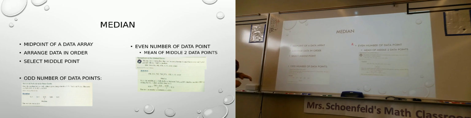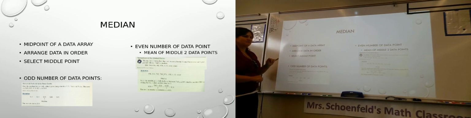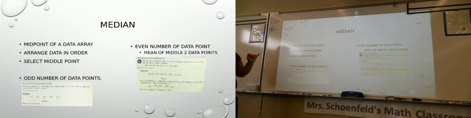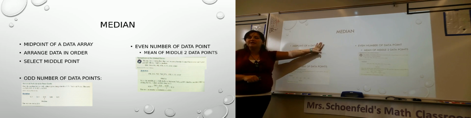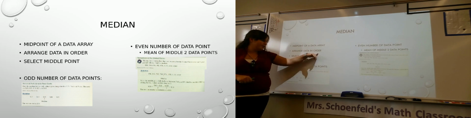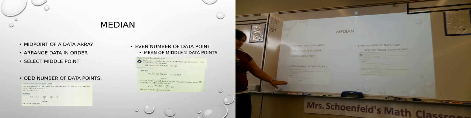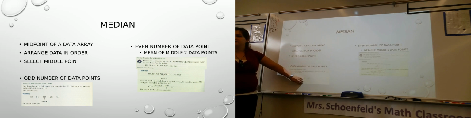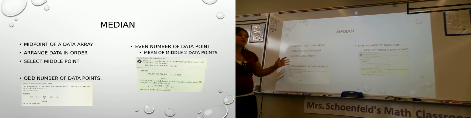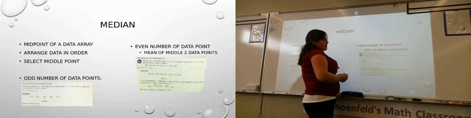18th. Okay. Median. We've done a lot of medians before in the past. A midpoint of a data array. Make sure things are in order. Select the middle point if it's an odd number. So everything's in order. Okay, it's just our middle number. Those are nice and easy. The even numbers, don't forget what we're actually doing is finding the mean of the middle 2 data points.